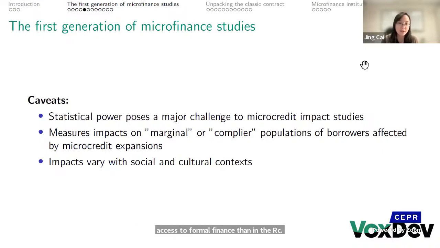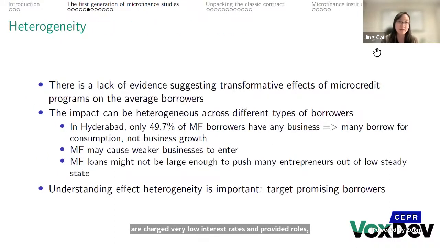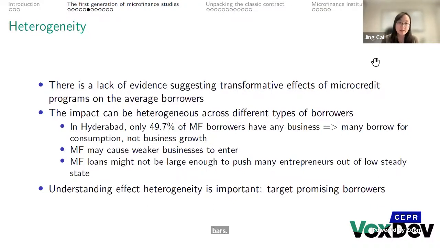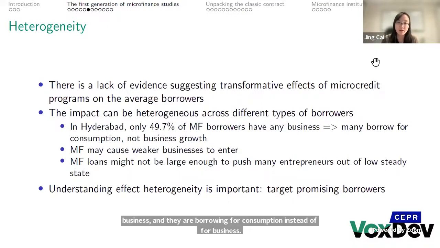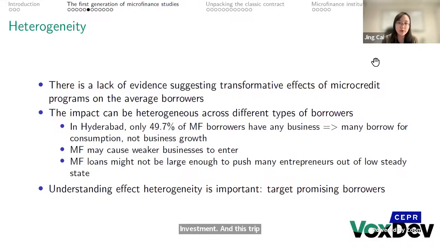And the microcredit contracts there charged very low interest rates and provided borrowers substantial time to invest before having to repay. So although there's little evidence of transformative effects of microcredit on the average borrower, the impact can be heterogeneous across different types of borrowers. Specifically, many microfinance borrowers do not have any business and they are borrowing for consumption instead of business investment. And this cheap credit could also attract some marginal entrepreneurs with poor business skills to enter the market. And this could explain why the impact on business outcomes is limited.